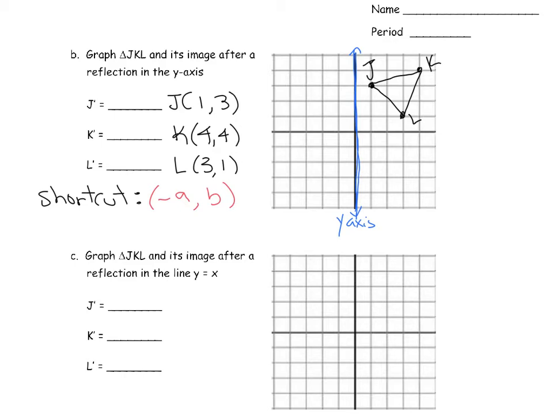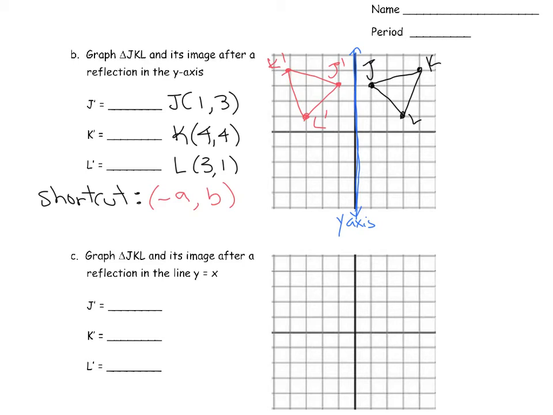So J is 1 unit away on the right, so it's going to be 1 unit away on the left for J prime. L is 3 units away, so therefore L prime would be also 3 units away in the left side. And then K is 4 units away, so therefore K prime would also be 4 units away on the left side. So that would be what the graph would look like if I were doing a reflection over the y-axis.